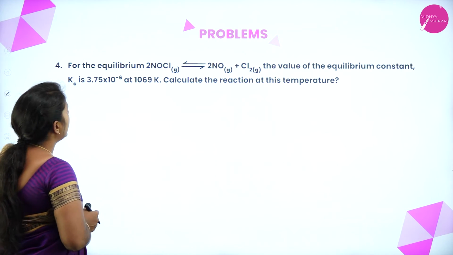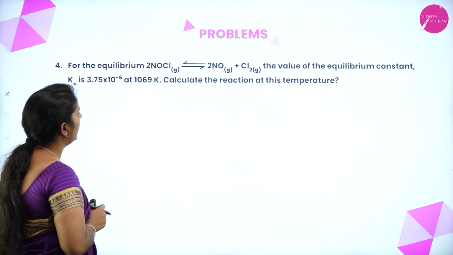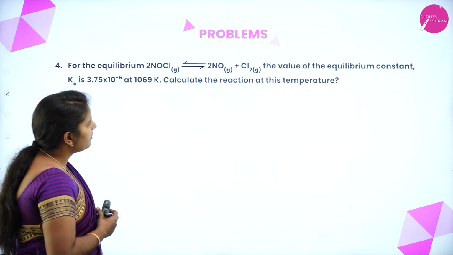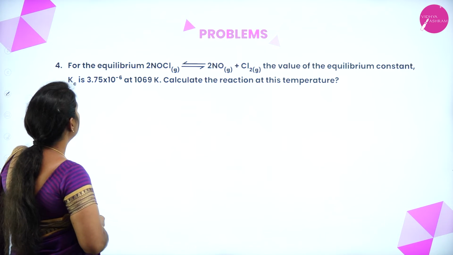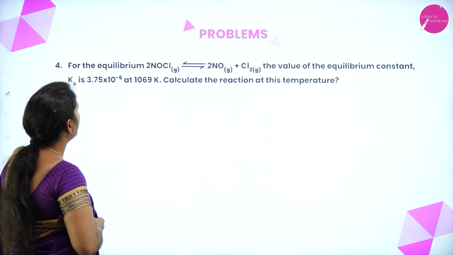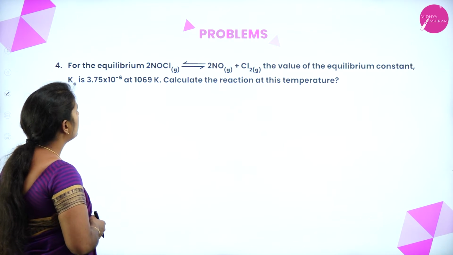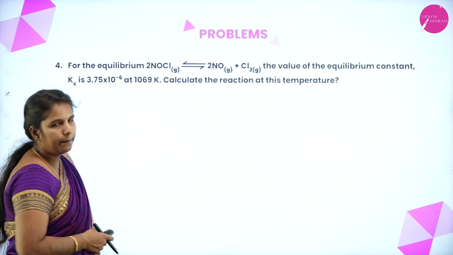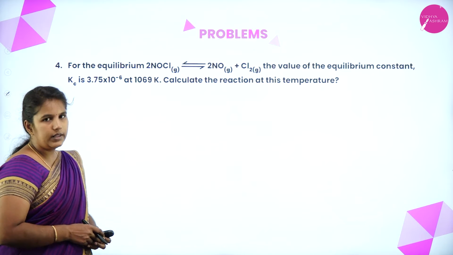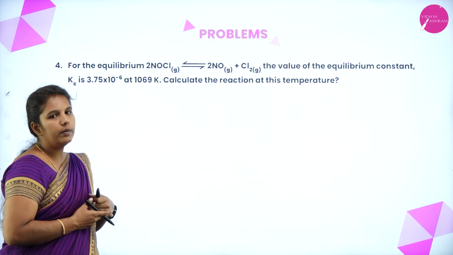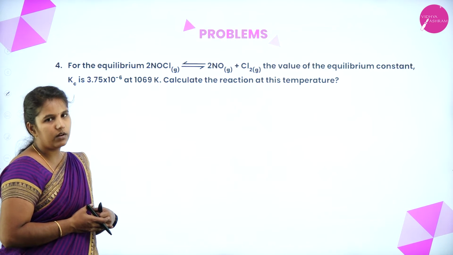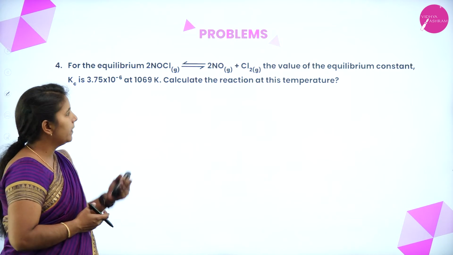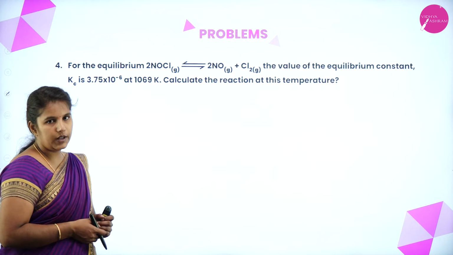Okay. 2NOCl is at equilibrium with 2NO plus Cl2. The value of equilibrium constant Kc is 3.75 into 10 to the power of minus 6 at 1069 Kelvin. Calculate the Kp for the reaction at this temperature. So here they have already given the equilibrium constant, that is the Kc value. We need to calculate what? The Kp value, that is for the reaction at that particular temperature.